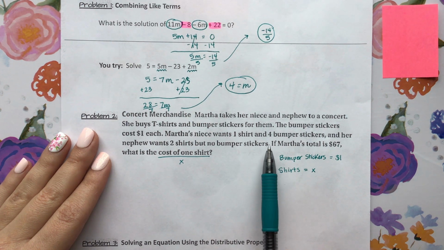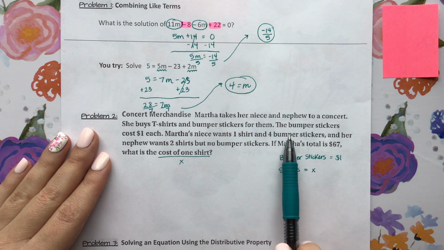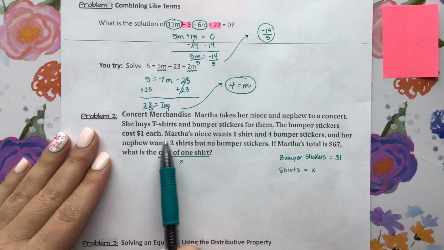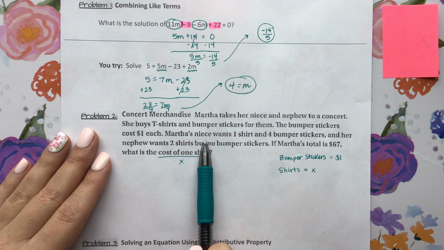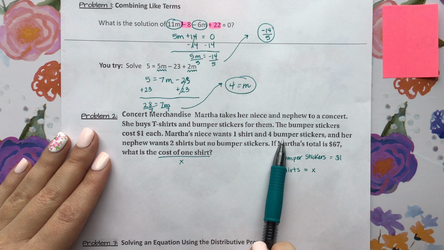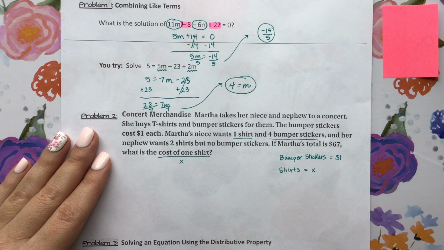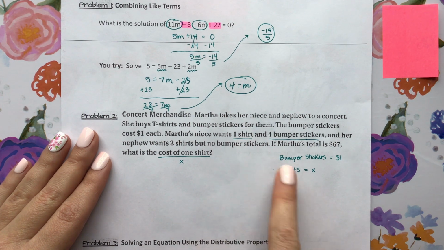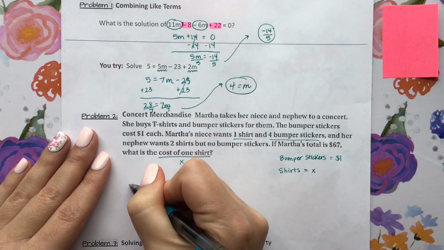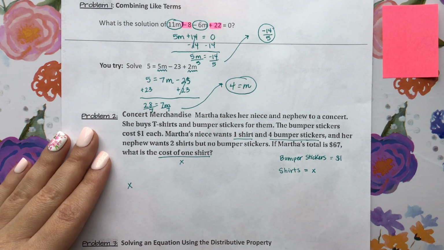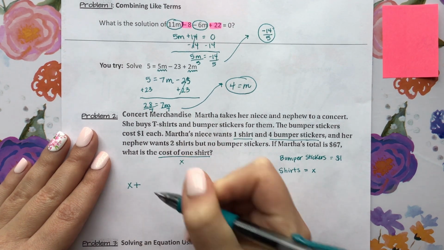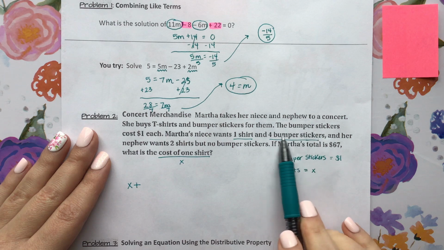Now let's reread this and see how many of each she got. So it says the bumper stickers cost $1 each. Martha's niece wants 1 shirt and 4 bumper stickers. So how are we going to write that out as an expression? 1 shirt represents X, so I'm going to write X, plus, because she's buying more than one thing, and then 4 bumper stickers.